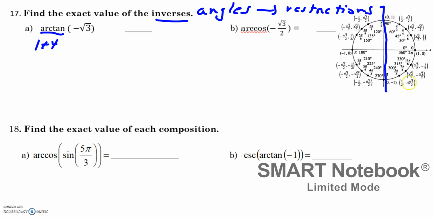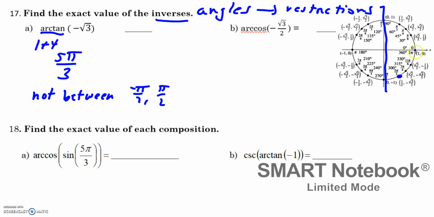Tangent is negative root 3 at 5 pi over 3. So the angle that this is true is 5 pi over 3. However, 5 pi over 3 is not between negative pi over 2 and pi over 2. Or in other words, I can't go this way, can't cross that wall, so I have to go backwards this way. So how you'd write your answer is really negative pi over 3.